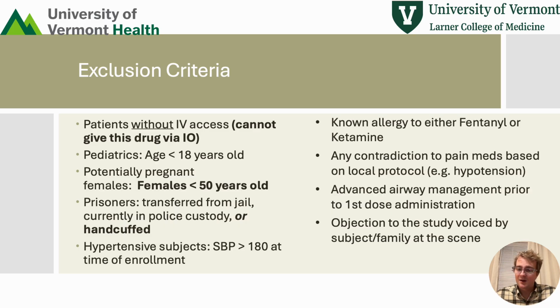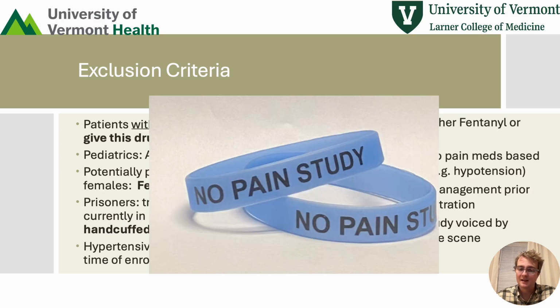If they have an advanced airway prior to the first dose, do not enroll them in the study. And finally, if there's any objection to the study or to the study drug, or if the patient is wearing one of these opt-out bracelets that look like this, that were given out during the community consultation phase of the study, don't enroll them. We gave about 28 of those bracelets out. None of them were in Chittenden County, so it's very unlikely that you will encounter them, but it's very important that you know that these exist because we always want to make sure we're honoring our patient's wishes.